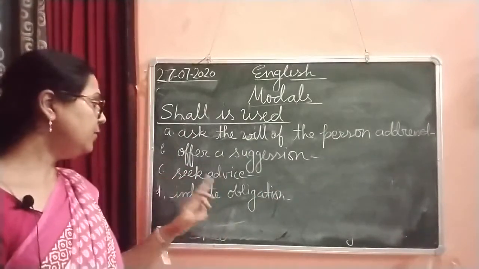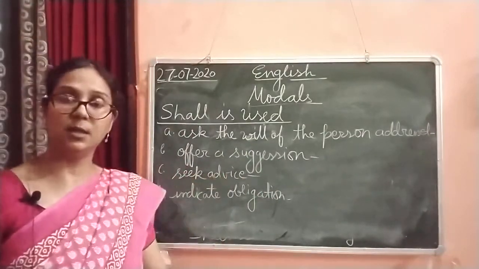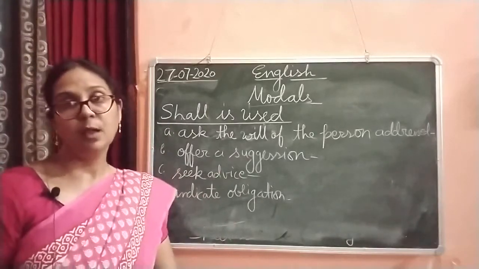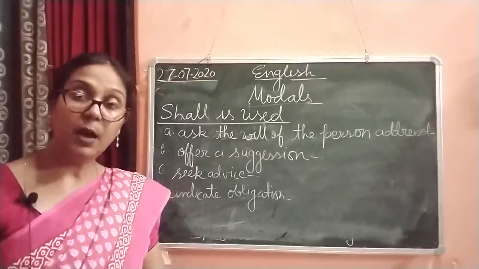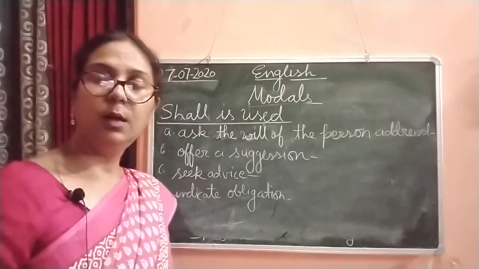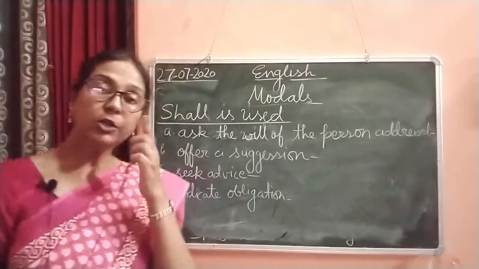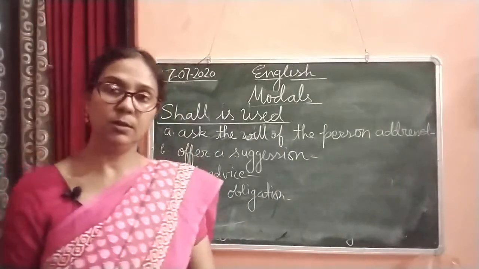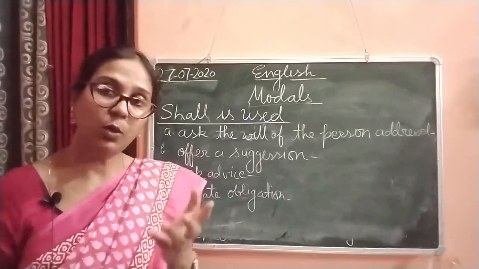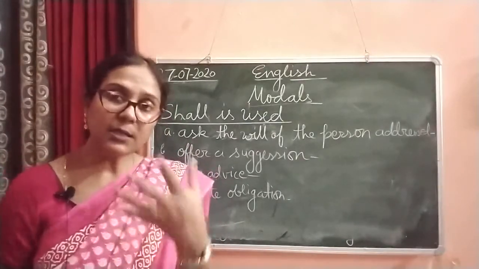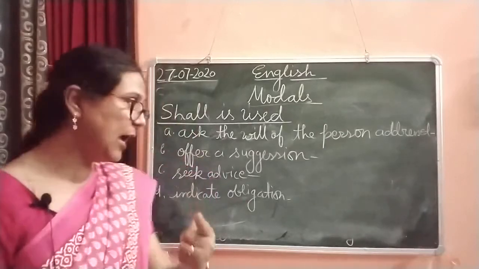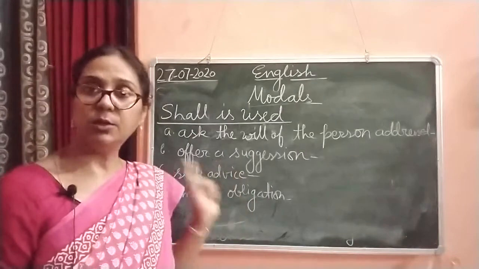And the third point we have to notice is seeking advice. If we are seeking advice from anyone, we are supposed to use shall. For example, what shall I do about it? Here I am seeking advice. What shall I do about it? I am asking someone to give advice. So at that time we use shall.